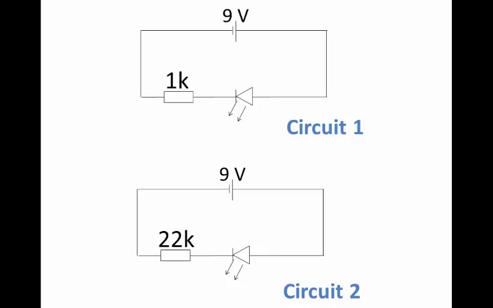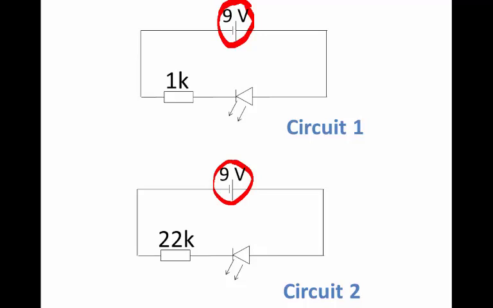So which LED is going to shine brighter? This one in circuit 1 or this one in circuit 2? And why do you say so? Let's see what's the same and what is different about these 2 circuits. They both have the same potential difference across the circuit. In other words, the total voltage supplied is the same in both cases.